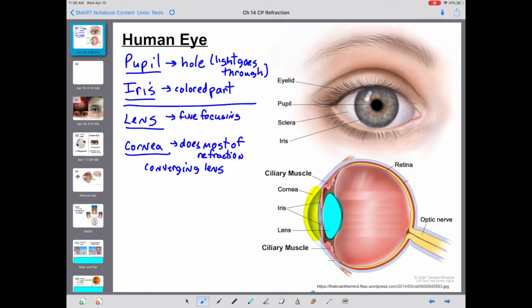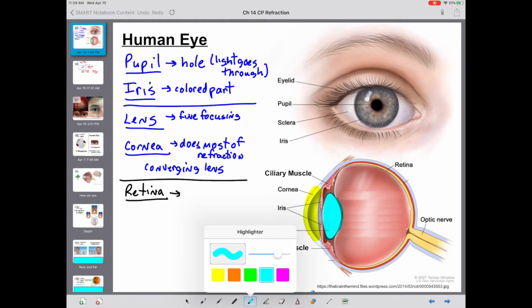Both parts are needed. Both parts have separate roles. If your cornea is not working correctly, you can't see clearly. If your lens is not working correctly, you cannot see clearly. Now on to the retina. That is the yellow along the back of the eye, and I'm going to try to highlight in green here along the edge.